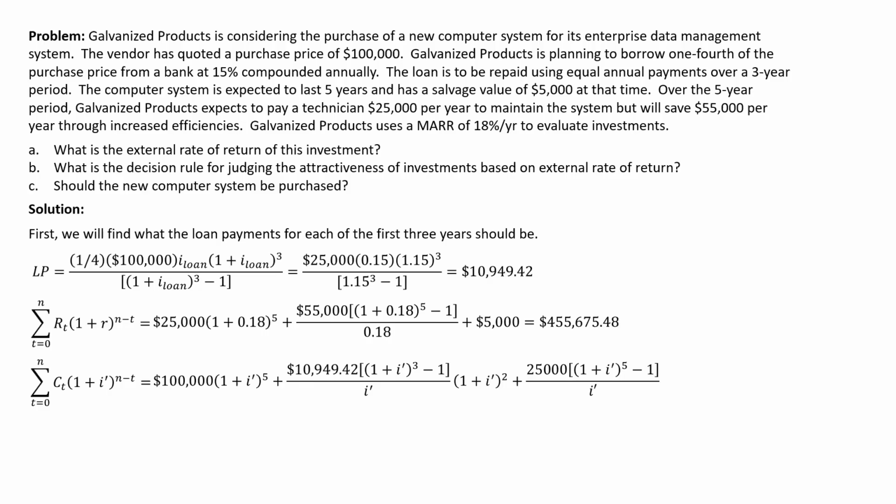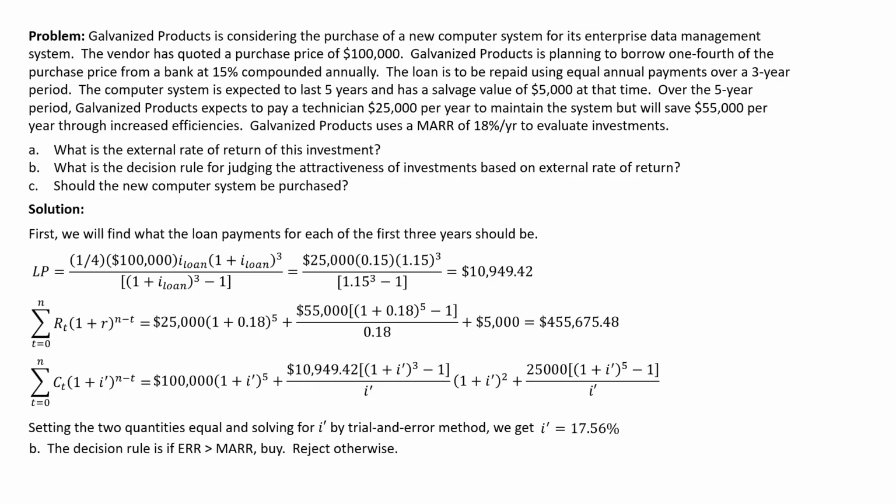So we're setting the two quantities equal and solving for i' by trial and error method. We get i' to be 17.56%. The decision rule is if ERR is greater than the minimum attractive rate of return, buy, reject otherwise. Since ERR turned out to be 17.56%, which is less than our minimum attractive rate of return, reject, right?